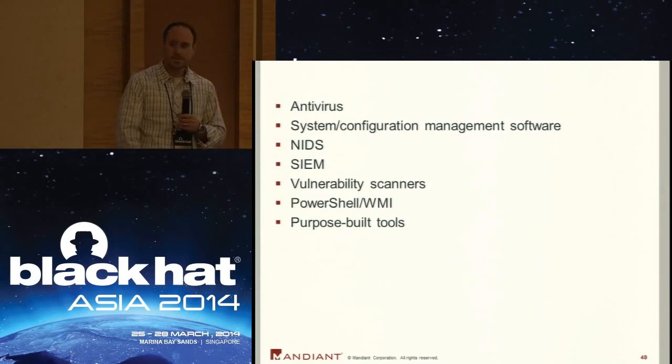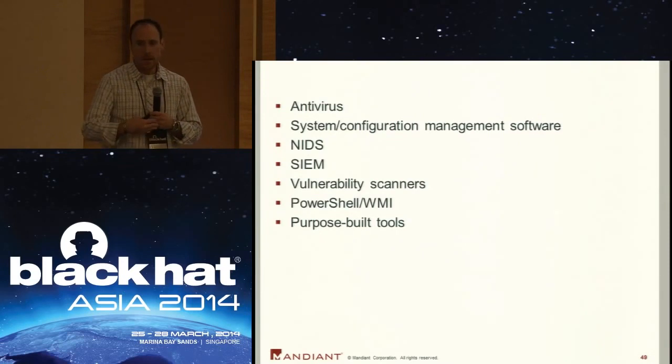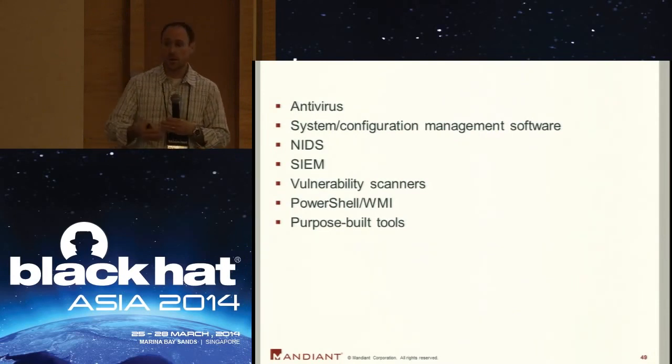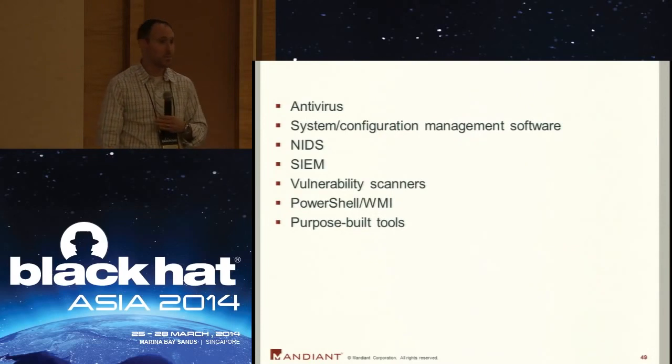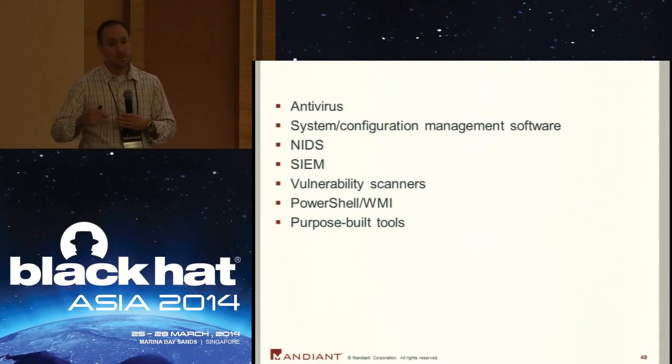Network intrusion detection systems, very helpful. If you have IP addresses that you're looking for, domain names, if you can write custom signatures for any protocols, and granted, it's going to take some more advanced capabilities to do that, those can be very helpful. The SIEM we've talked about. Some vulnerability scanners have modules that you can repurpose to look for some of these artifacts.